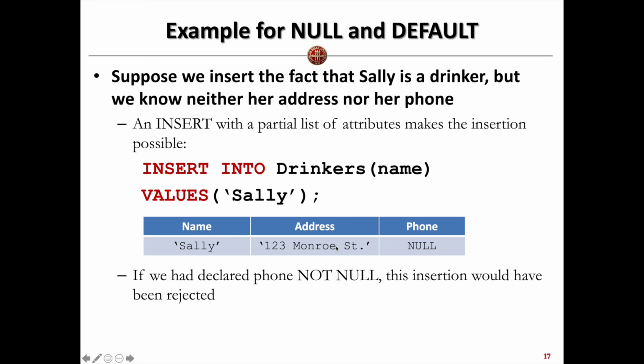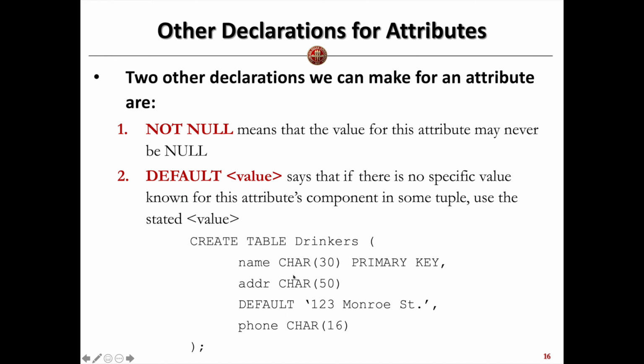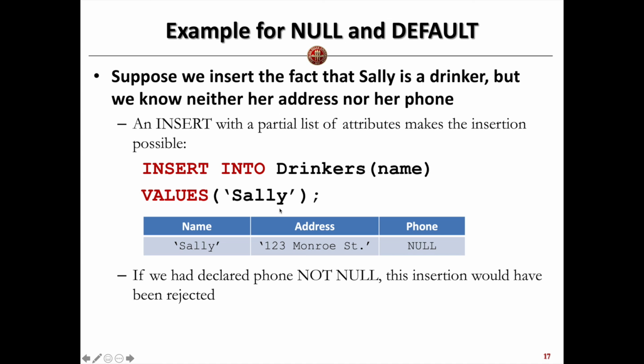And we didn't provide the phone number either. Therefore, we will have a null value for the phone number because we didn't specify her phone number, right? By following the table created on the previous page and doing the insert, we can get a new data tuple, which is shown here: Sunny, 123 Monroe Street, null.